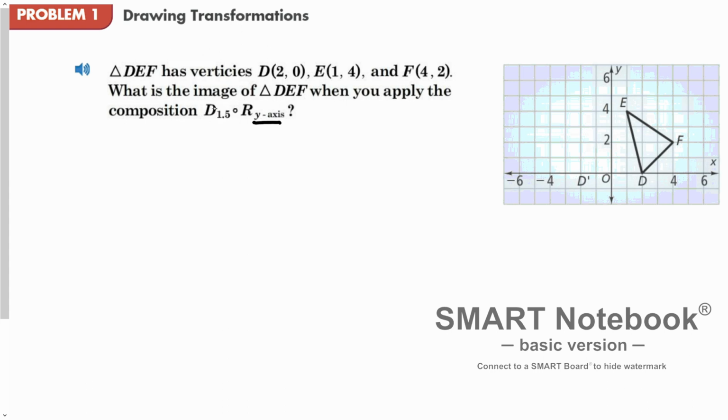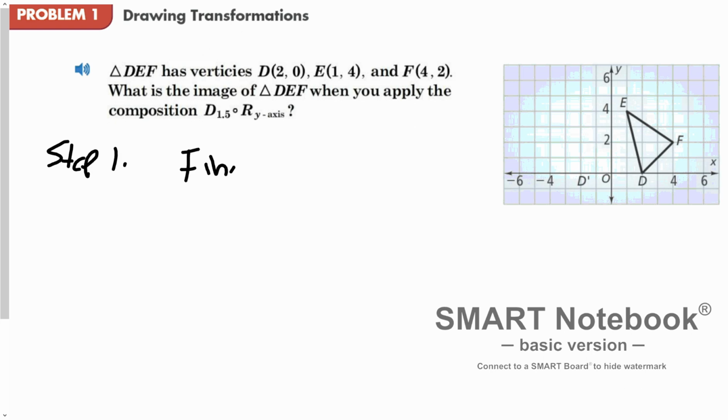So D stands for dilation. That's why there's a D. So we're going to do it by 1.5. And then we're also going to rotate it about the y-axis. The dilation you usually want to do last, after you move up and down, flip-flop, and then we dilate. Okay, so I want to rotate first. So the first step is to go ahead and rotate.